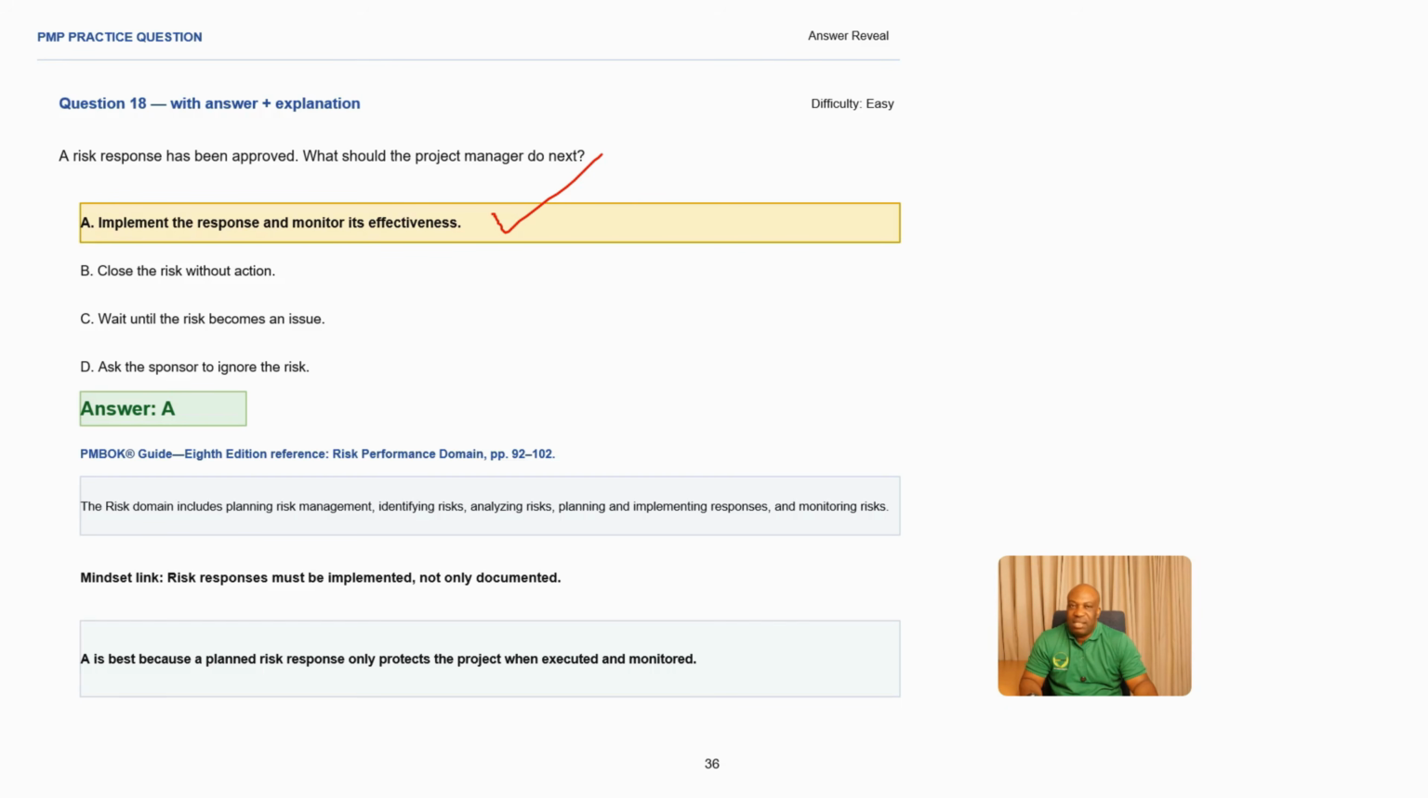Our reference in the PM book is the risk performance domain, on page 92. What does it say? The risk domain includes planning risk management, identifying risk, analyzing risk, and planning and implementing responses too. So what is our mindset in this? Risk responses must be implemented, not only documented. That is why in answer A, we are implementing the risk. Because what are you supposed to do next if the response has been agreed? Making A the best answer, because a planned risk response only protects the project when executed and also monitored.